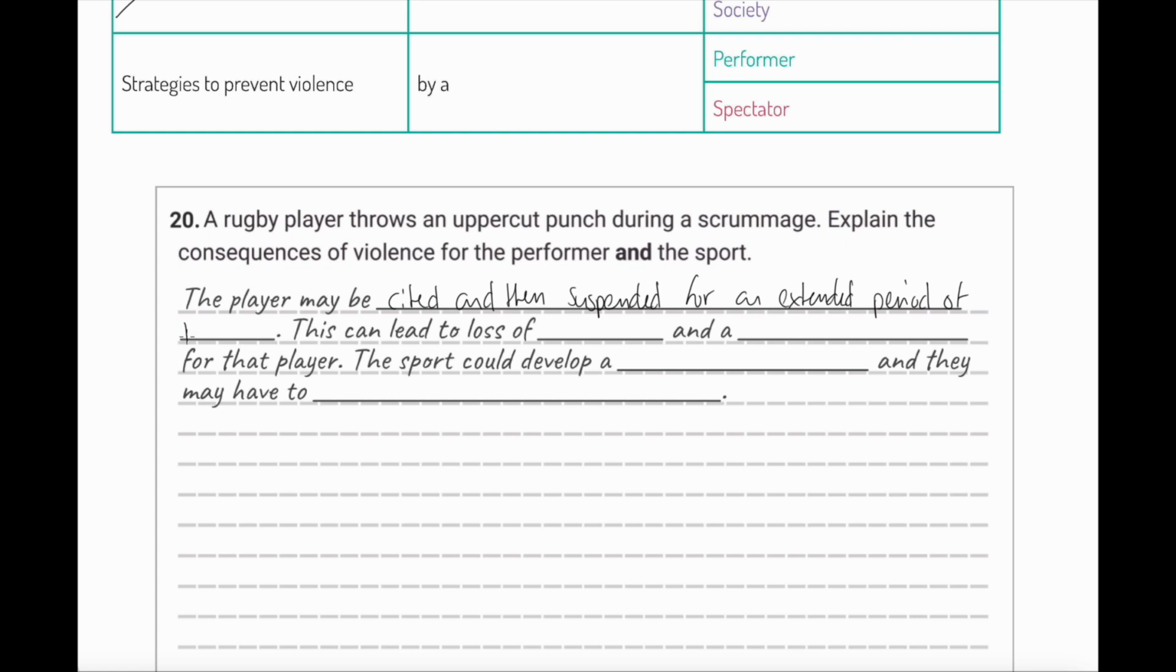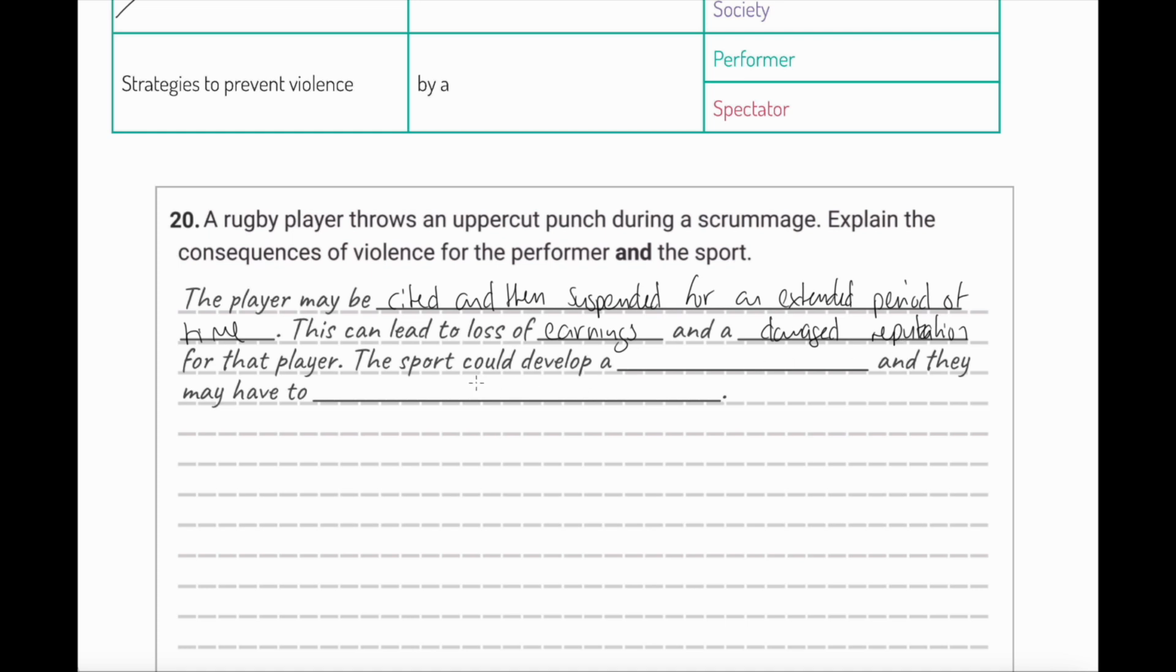Okay, so that's obviously a consequence to the performer. This can lead to a loss of earnings because, of course, they won't get paid during that period of time potentially, or they could be fined, and a damaged reputation. So we've got effectively 3 consequences, right? To the performer, we have got the idea that they have been cited, they have been suspended and lose money, and they got damaged reputation of the player.